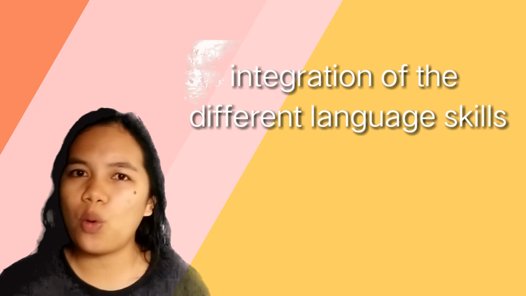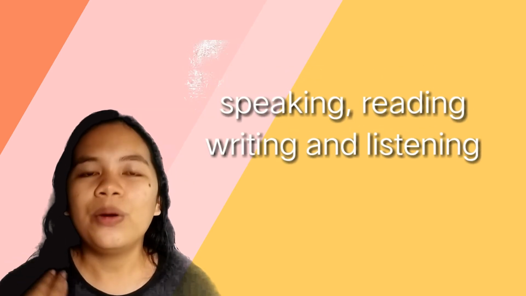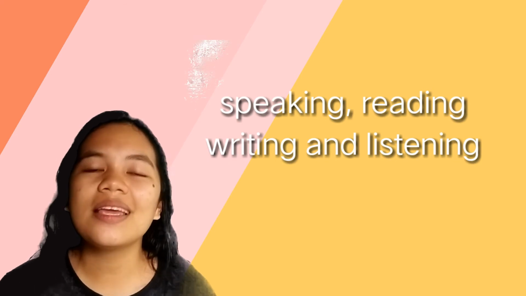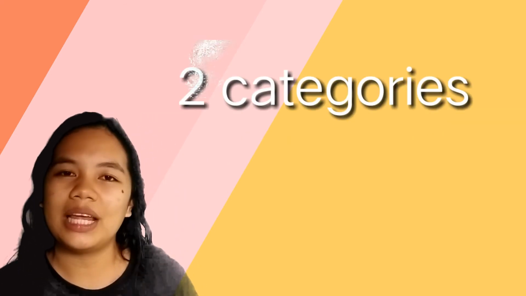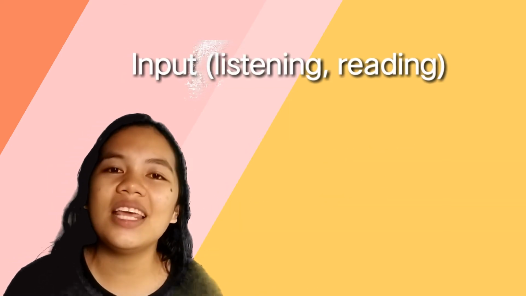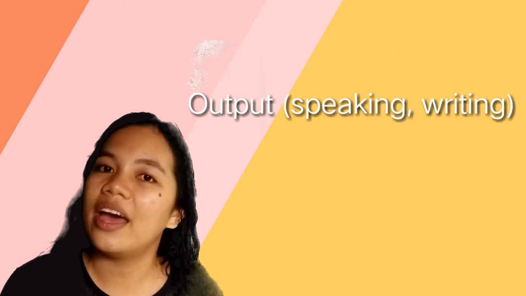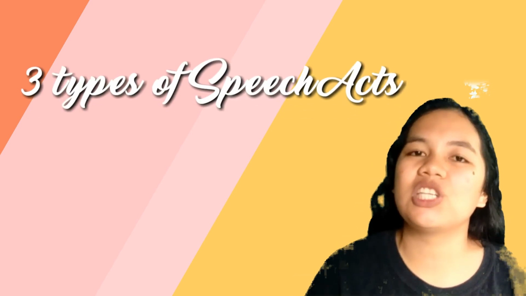This communicative approach also involves the integration of the different language skills. So what are these skills? These are speaking, reading, writing, and listening. Communication has two categories, the input and the output. So when we say input, it is the listening and reading, while in the output, it is the speaking and writing. Learning communicative approach also has these three types of speech act.